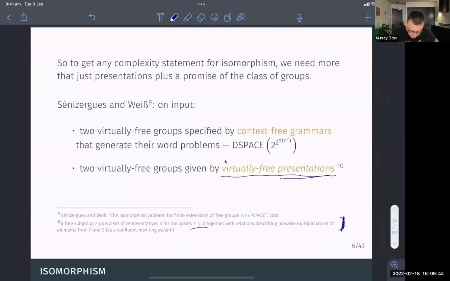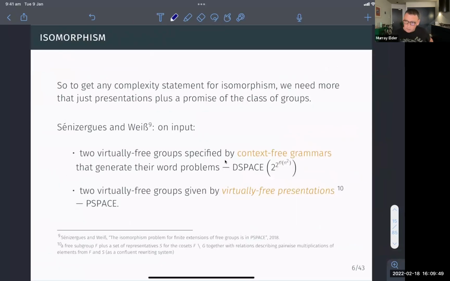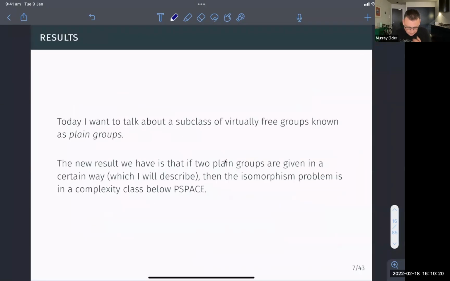I haven't really explained it that well, but you can have a look at their work to get the precise definition. With this input, it's a piece-based algorithm to solve. So these are really interesting results for many reasons. It opens the door to asking, in a particular class of groups, when I have something more than a presentation, is it possible to get a complexity result? That's what I'm going to come to at the end of the talk.